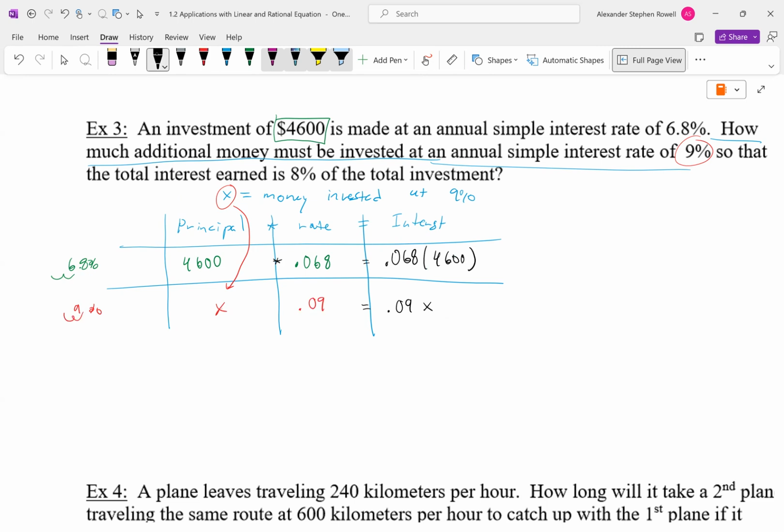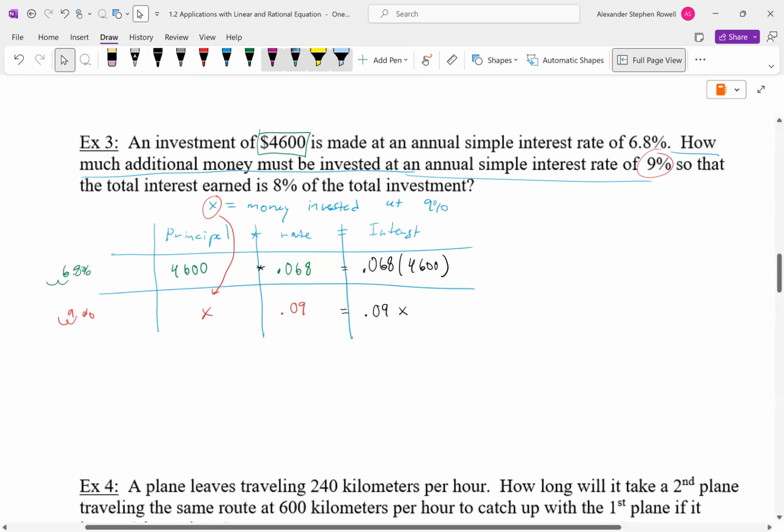Okay. Now we have to turn our brains and start thinking again. What does this box represent? 0.068 times 4,600. The total what? Interest means money earned from this investment, right? Okay, so what about 0.09x? Money earned from the 9% investment. So how do these relate to the whole equation? Relationship. What's that? Proportional.